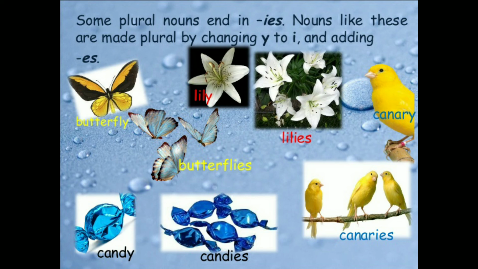Second, lily. One lily, many lilies. So we will remove here again Y and what we will add? Yes, we will add IES. Next is candy, candies. One candy, many candies. So again, what we will do here, remove which letter? Yes, we will remove the letter Y and we will add IES instead.